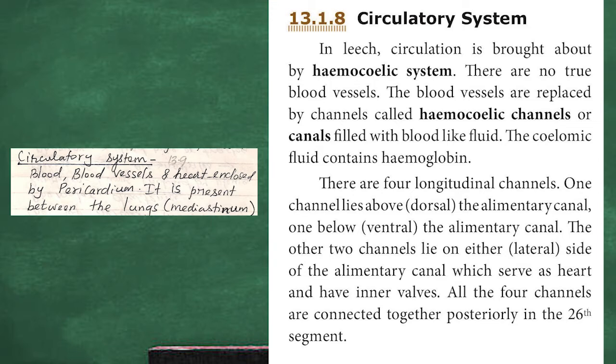There are 4 longitudinal channels. Like us, it has 4 longitudinal channels. How many chambers we have got? We have got 4 chambers. The same way it has got, but the arrangement is a little bit different. One channel lies above the alimentary canal, one below the alimentary canal. The other 2 channels lie on either side of the alimentary canal, which serve as heart and have inner valves.